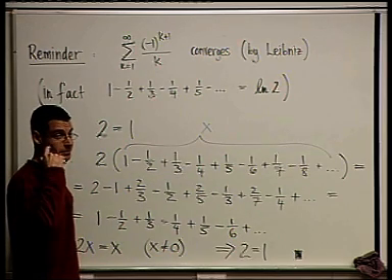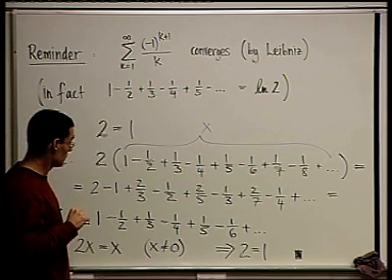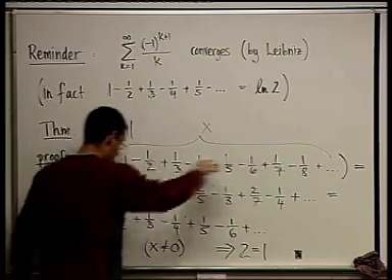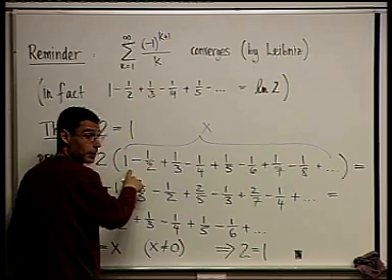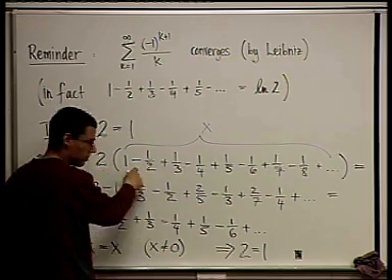You multiplied something infinite by something finite? No, I didn't multiply something infinite by something finite. I multiplied something finite. This is a number, because this thing converges, by something finite. It's 2 times this number.